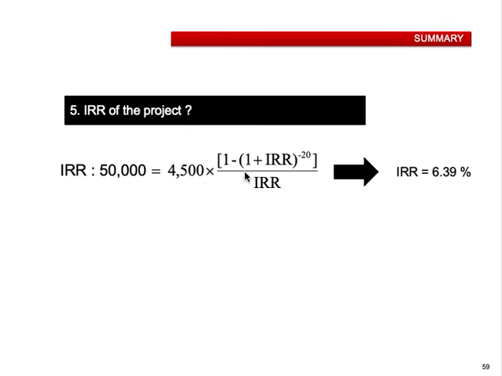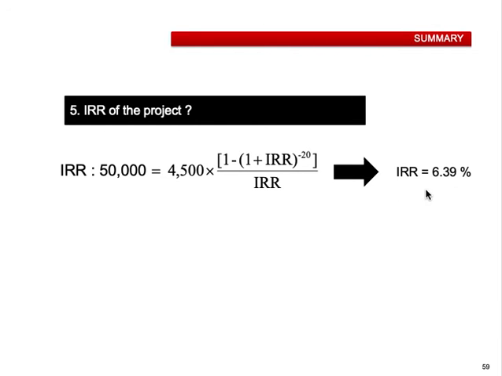So in other words, if we're going to fill in 6.39% into the equation, the NPV will be 0. Furthermore, we can see that the IRR is larger than the cost of capital. And that makes sense because we would have a positive NPV. And since the NPV is positive, our total return obviously should be larger than the cost of capital.